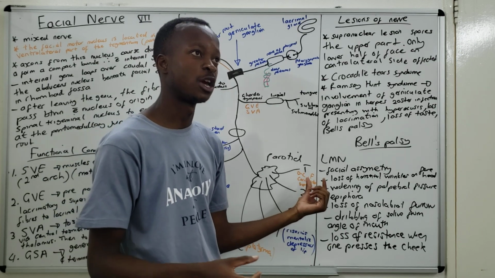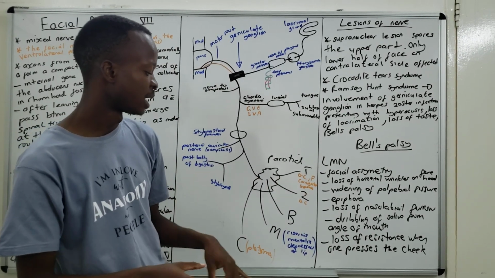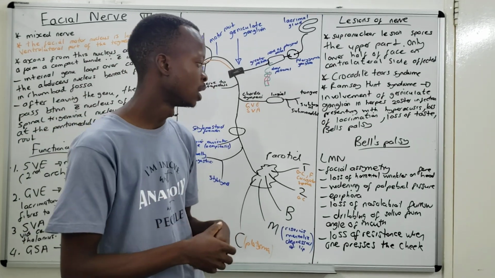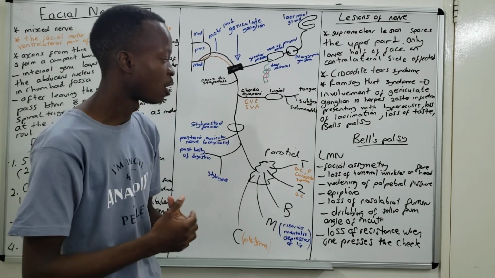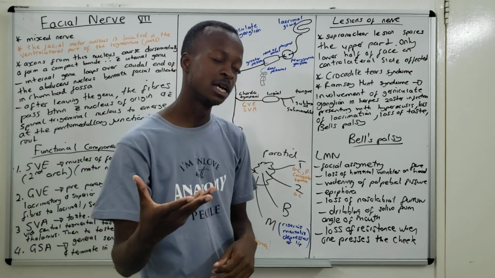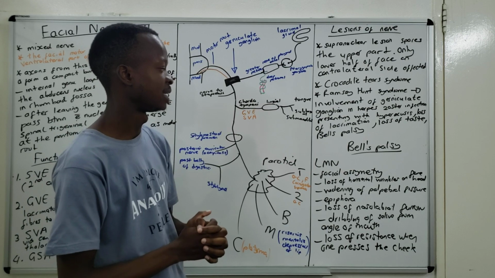Then your zygomatic branch will give you branches to the lower part of your orbicularis oculi. And more importantly, this cervical branch will innervate the platysma muscle. Though not really on the face, it's in the superficial fascia of the neck and also helps with facial expressions. Then the marginal branch will innervate your risorius, the mentalis, as well as the depressors of the lip.